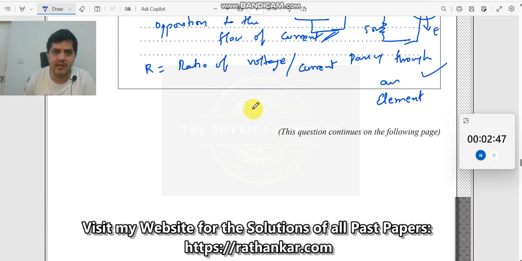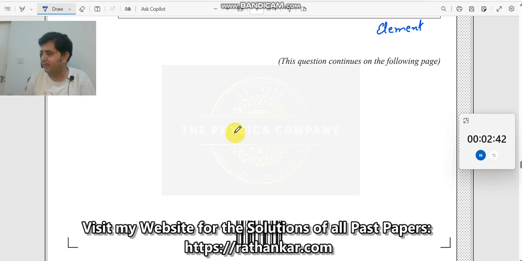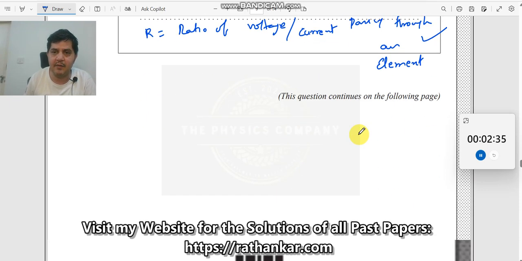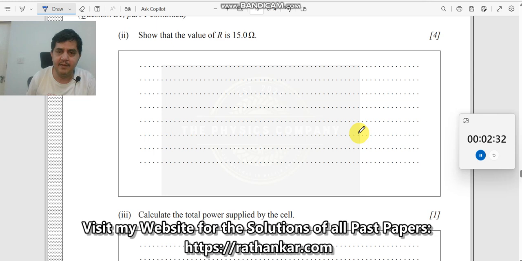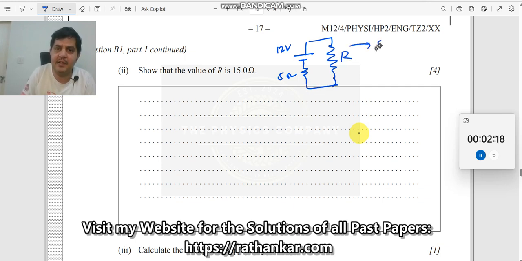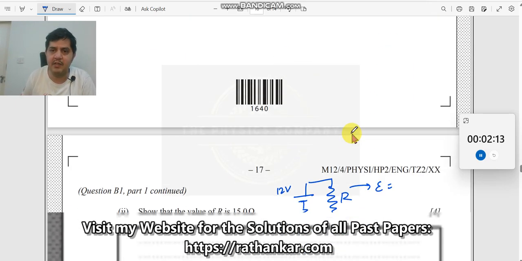Now let us move on to the next question. They have given so much data. Show that the value of R is 15 ohms. How do we do this? Once again, look at this here. You have a 12 volt battery, a small internal resistance of 5 ohms, and a big resistance R over here. And the energy dissipated here is given as 1.44 × 10^-18 joules.